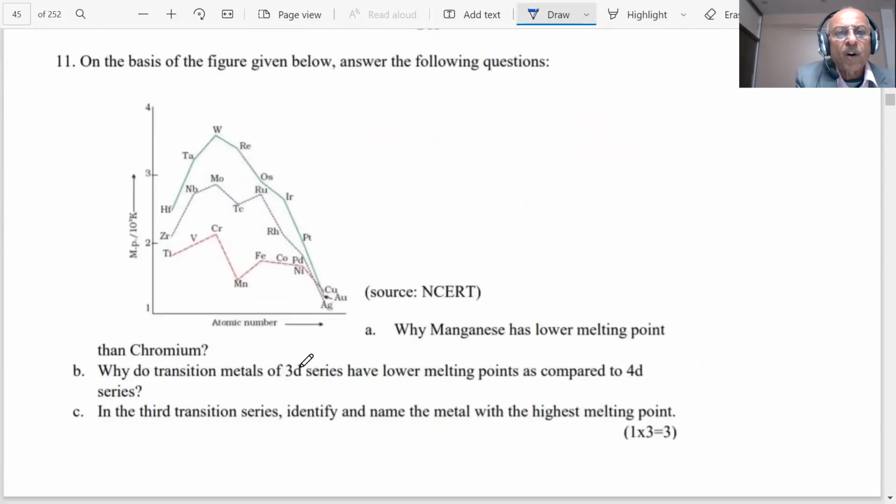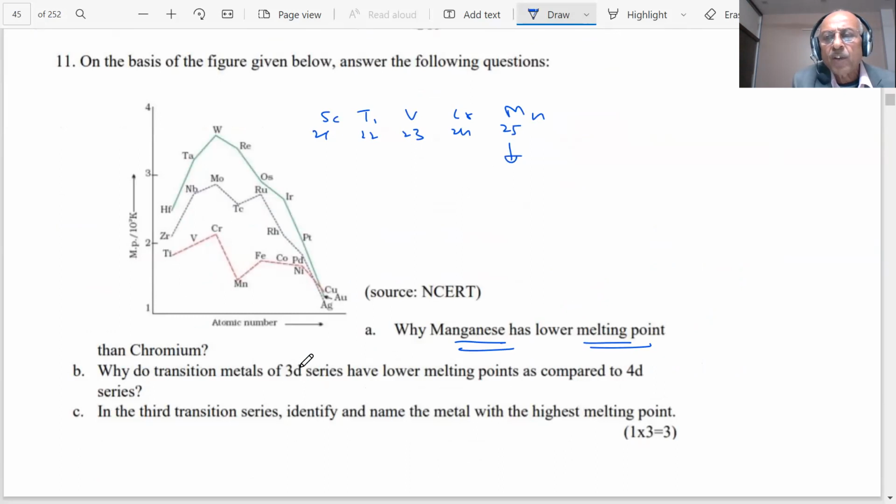On the basis of the figure, answer the following question. Why does manganese have lower melting point? Where is manganese? This is manganese. So scandium, titanium, vanadium, chromium, manganese, 21, 22, 23, 24, 25. The electron configuration of manganese, let us see. This is argon, and you have 3d5, 4s2.